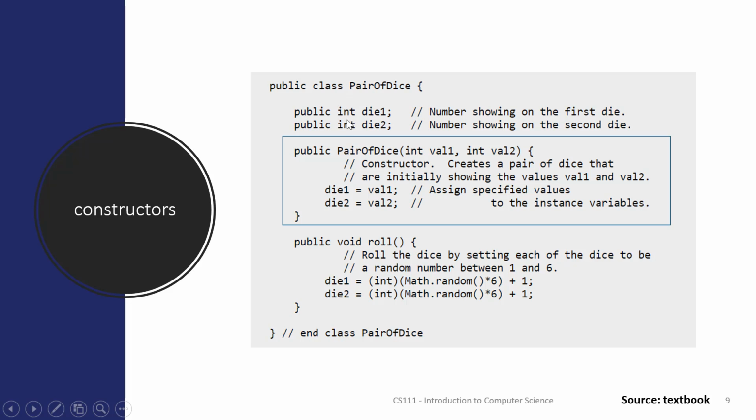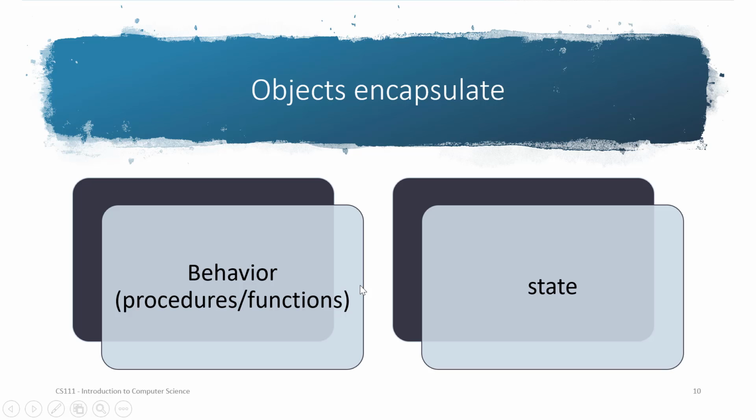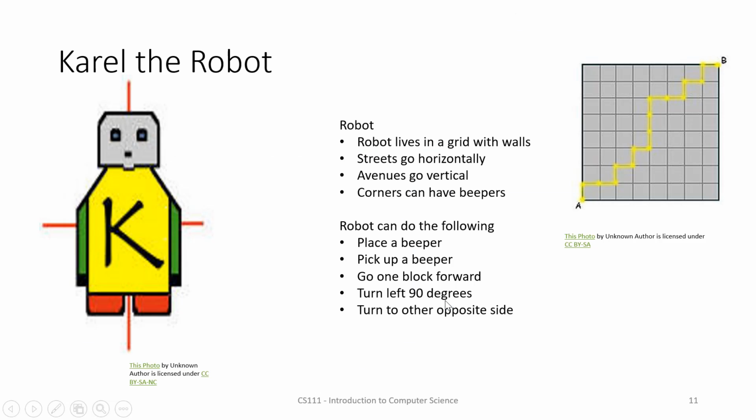And this class called pair of dice has only one behavior, called roll. What it does is roll the dice by setting each of the dice to a random number between 1 and 6. It's just a way to get a random number using the math class. The math class has a procedure called random. You can get a random number, and this will make sure that it is a number between 1 and 6. So if you roll the pair of dice, you will get one number for die 1, one number for die 2. They're both random numbers. So objects encapsulate the behavior, or what we call procedures and functions, and the state, or the instance variables.